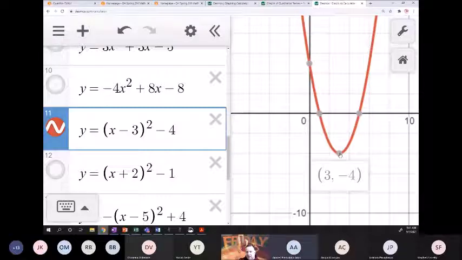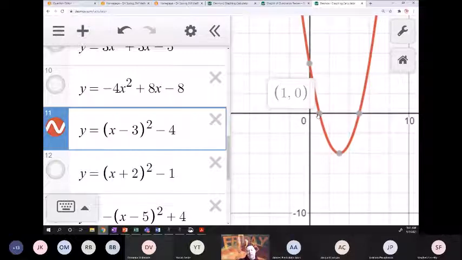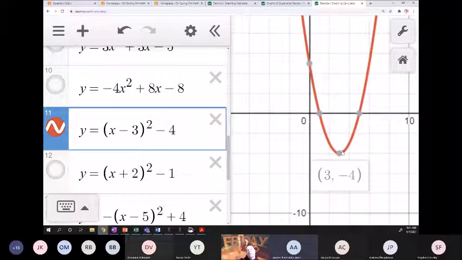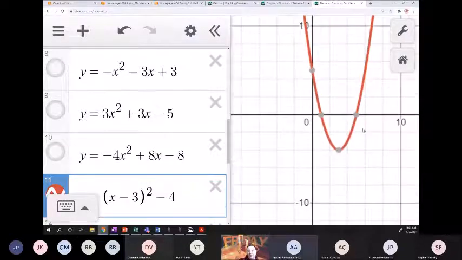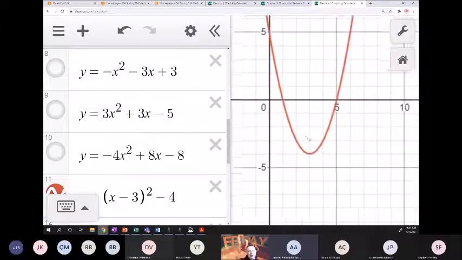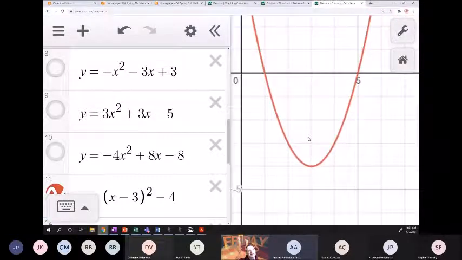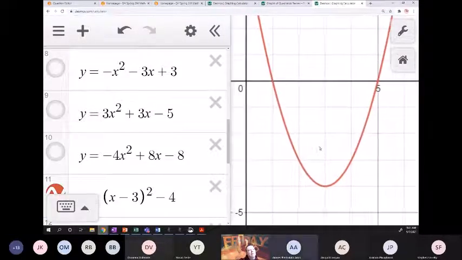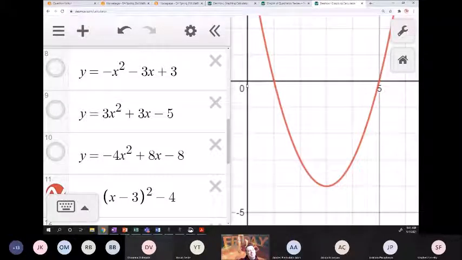Is this the same stuff we did yesterday for homework? Yeah, but this is just comparing vertex form to other forms, Andreas. What are the other forms? Standard and factored, which we've written down. Oh, yeah. So that's over 3, down 4.